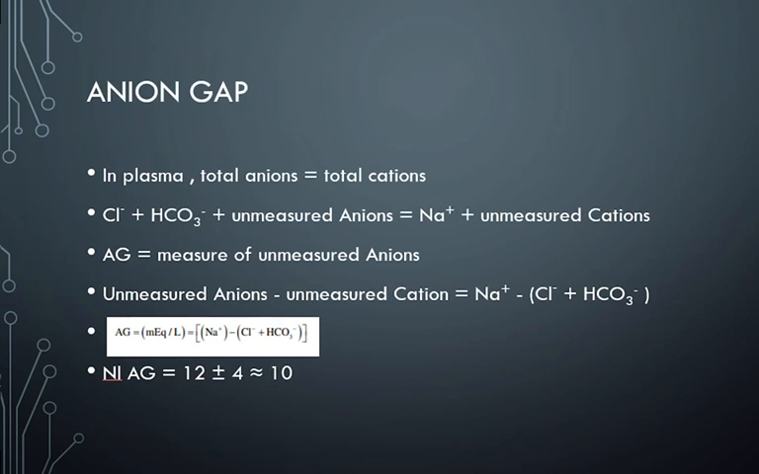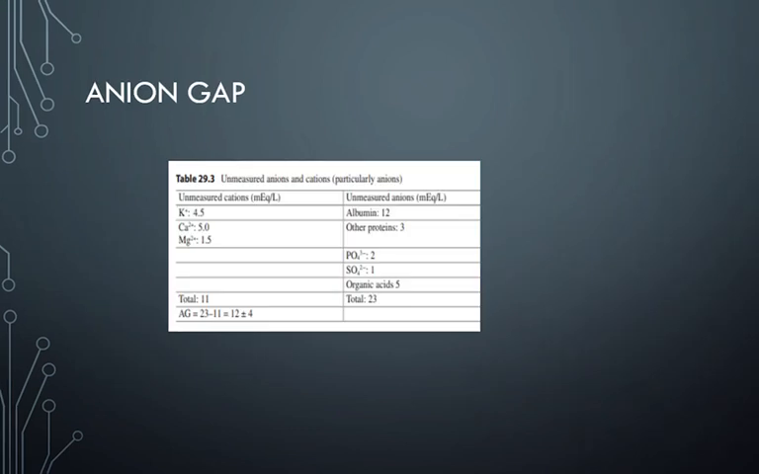But with the advantage of newer ion-specific electrodes, the value has come down. So in some centers it is taken as somewhere between 3 to 9. But you should have a working idea of what the anion gap is in your lab, and you should follow your lab's criteria. Now let us see what the unmeasured cations are. The unmeasured cations are namely potassium 4.5, calcium 5, magnesium 1.5. When you add up, the total is around 11. The unmeasured anions: albumin is around 12, other proteins around 3, phosphates around 2, sulfates around 1, organic acids around 1. So this comes to around 23. So unmeasured anions minus cations is approximately 12 plus or minus 4.